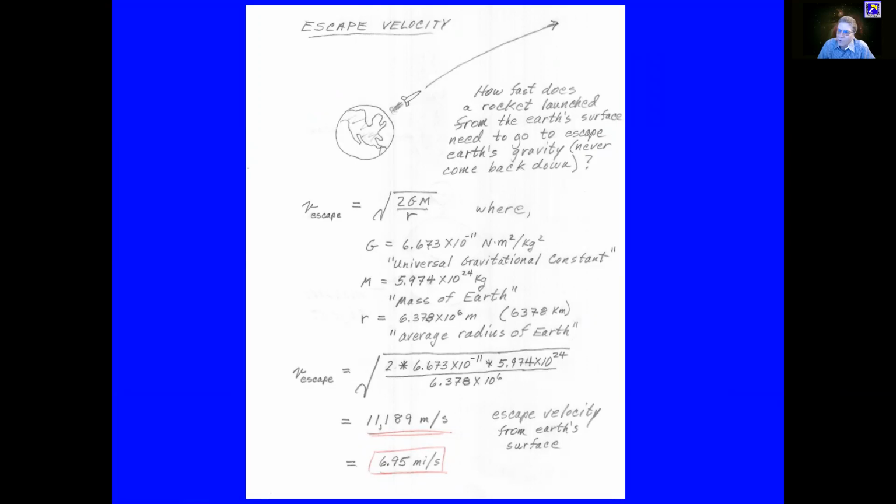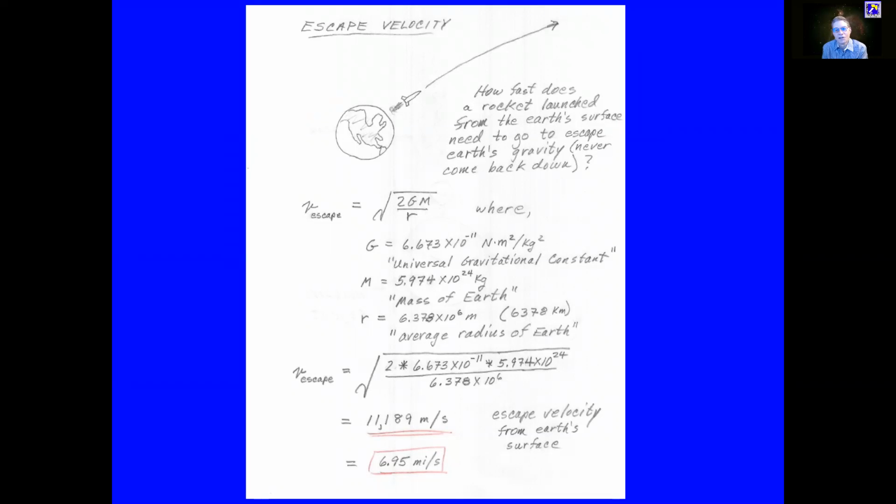The question is, how fast would the rocket have to go in order to leave the Earth's surface and never fall back down again? Now, I'm not talking about orbiting. I'm talking about actually leaving the Earth's gravitational field entirely. In other words, if you launch straight up in the air, how fast would you have to go in order for that projectile or rocket ship to simply fly off into space and not return?